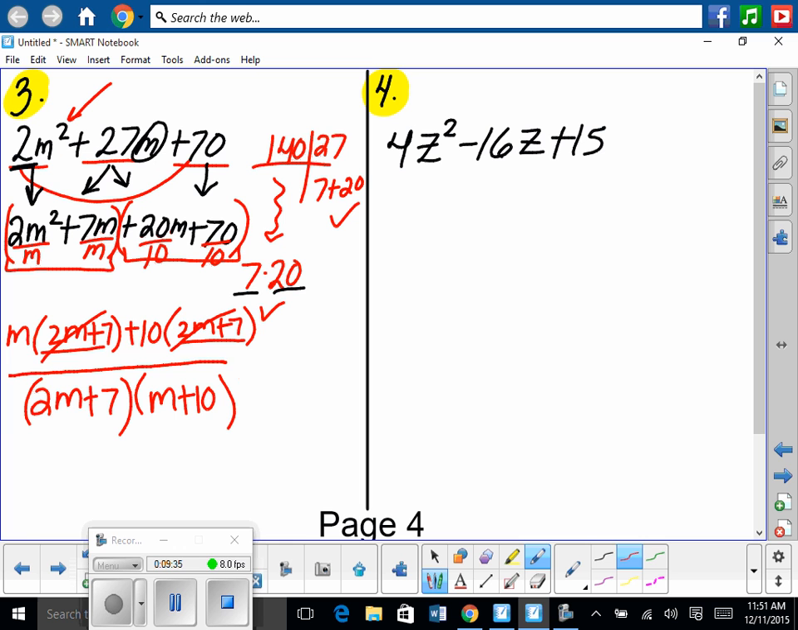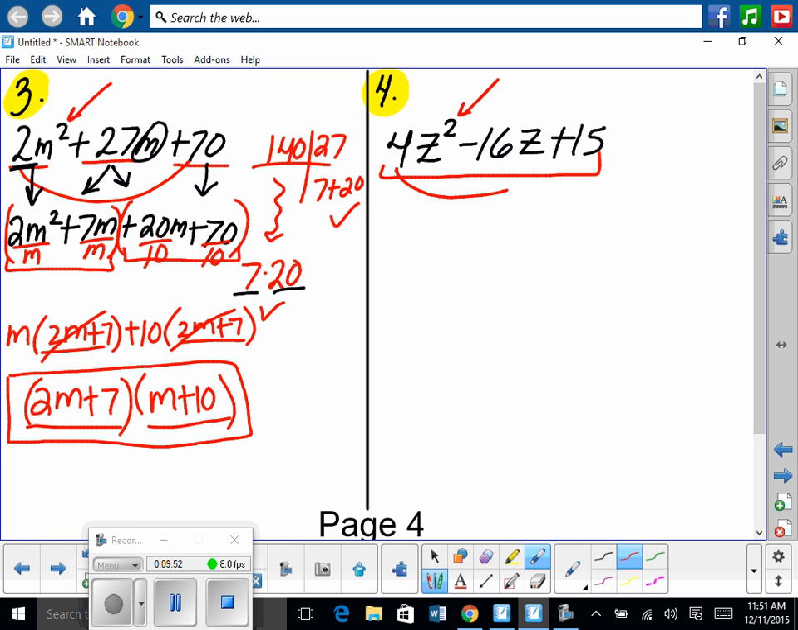So we factored this. You would check to make sure it's factored completely. Nothing more comes out of 2m plus 7. Nothing more comes out of m plus 10. All right, looking at this group, is there anything in common in the beginning we can pull out? No. Then we look, it's quadratic, so then we'll go ahead and do the same thing.